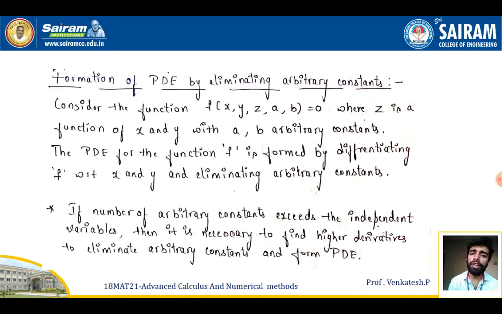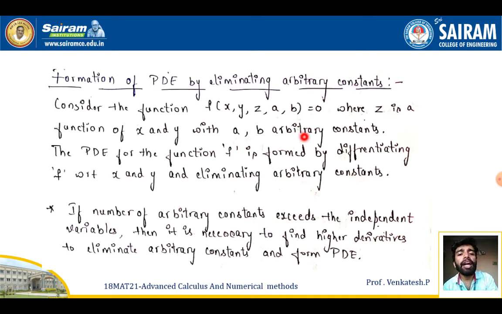So now in the partial differential equation, the first concept is formulation of PDE by eliminating arbitrary constants. So here one equation will be given. That equation will have the independent variables and the dependent variables and also a few arbitrary constants. So we have to frame the partial differential equations by eliminating the arbitrary constants here. That is, consider the function f(x, y, z, a, b) = 0, where z is a function of x and y, so z is the dependent variable, x and y are the independent variables for z.